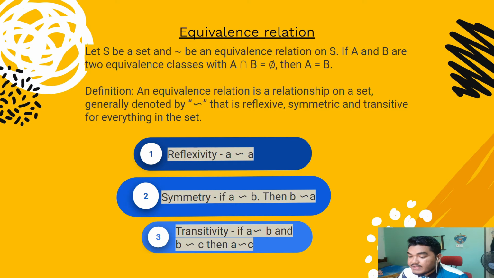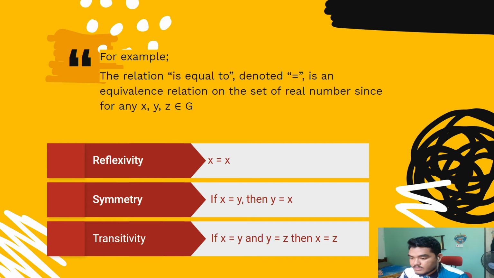We can look at reflexivity: A is equivalent to A. Symmetry: if A is equivalent to B, then B is equivalent to A. And lastly, transitivity: if A is equivalent to B and B is equivalent to C, then A is equivalent to C. For example, the relation is equal to, denoted by =, is an equivalence relation on the set of real numbers, since for any x, y, z element of G.